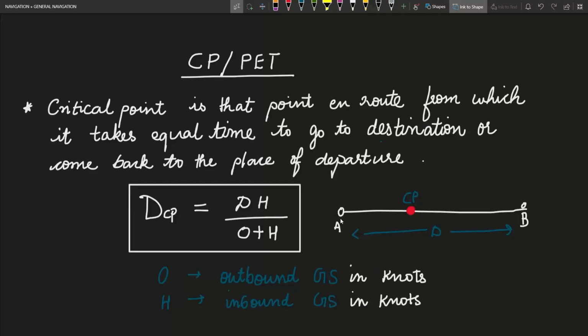Consider two aerodromes A and B, and the distance between the two aerodromes is D. The critical point is present here. Then the distance to this critical point equals D times H divided by O plus H, where O and H are the outbound ground speed in knots and the inbound ground speed in knots.